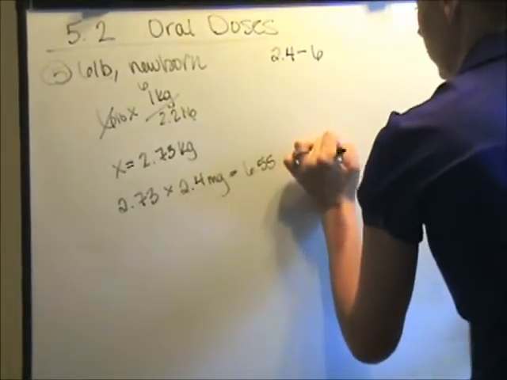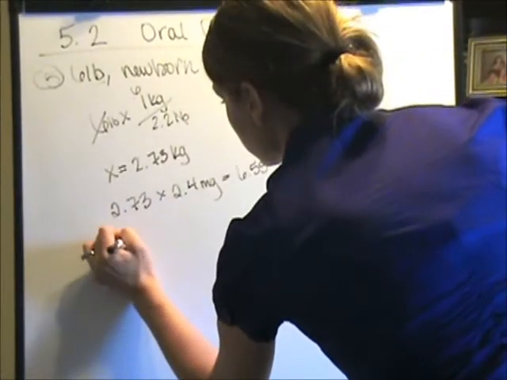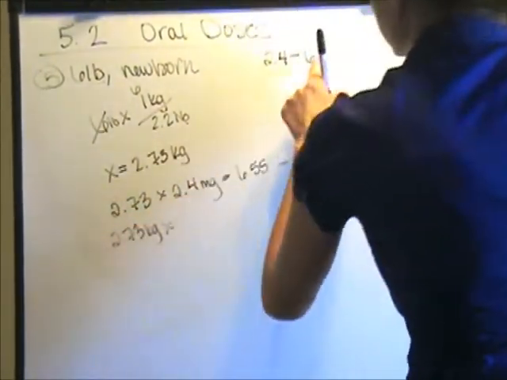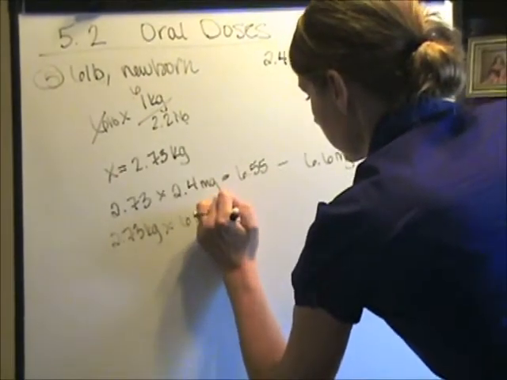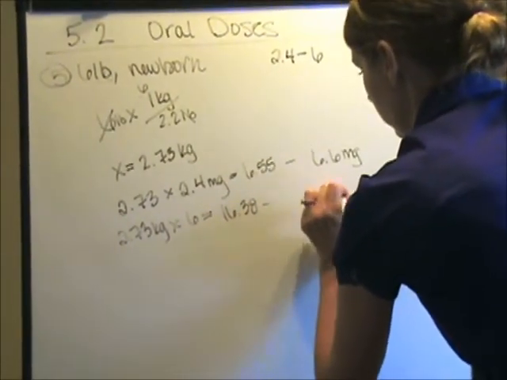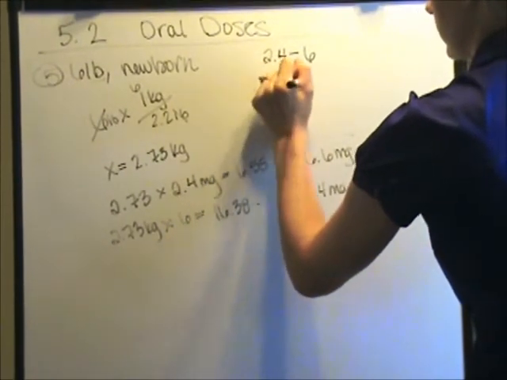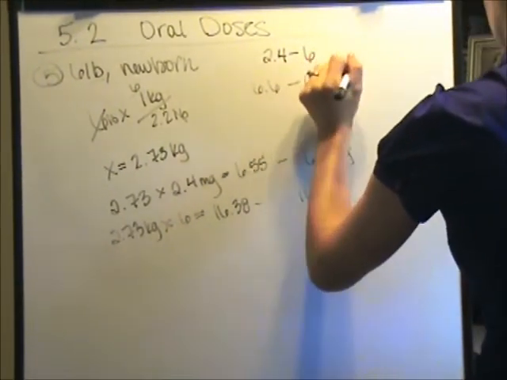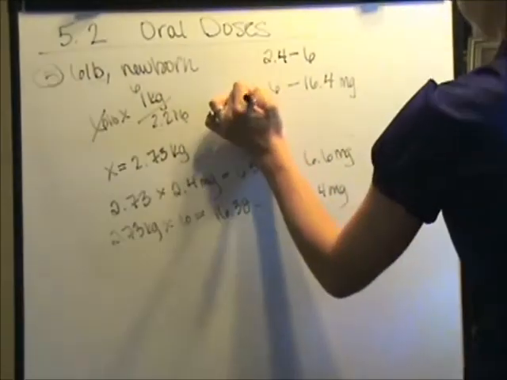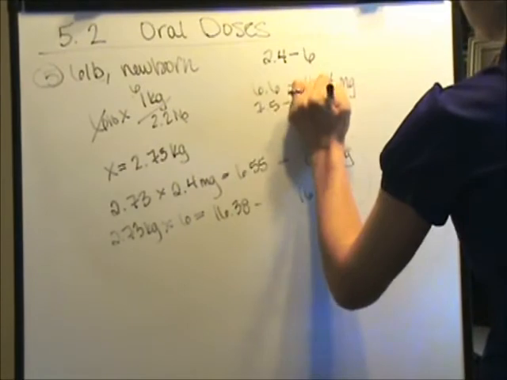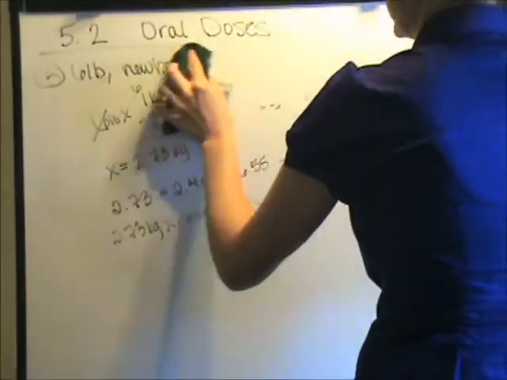But we're actually going to round that up to 6.6. Okay, so now we're going to do the same thing. 2.73 kilograms times the higher dose, and that comes out to 16.38. So we're going to round that up to 16.4. So now we've got our dosing range. 6.6 to 16.4 milligrams. And if we look, the normal range for that age is 7.5 to 30. So we can see that our dose is well within that range, so that it is a safe dose for that patient's age and weight.